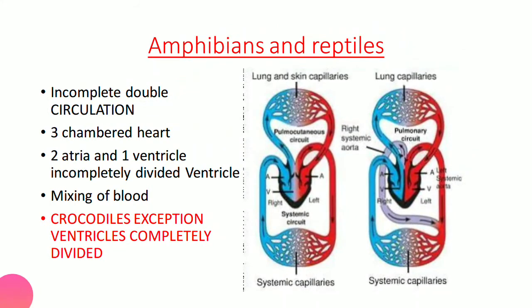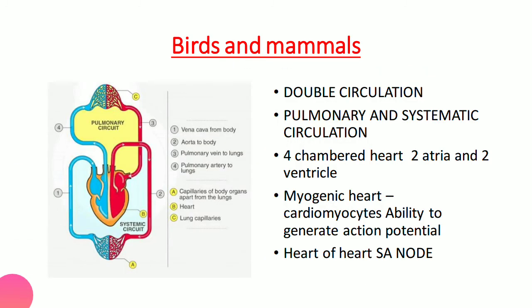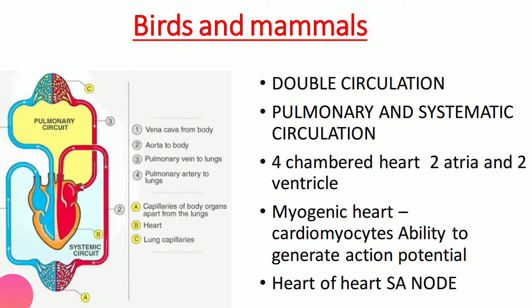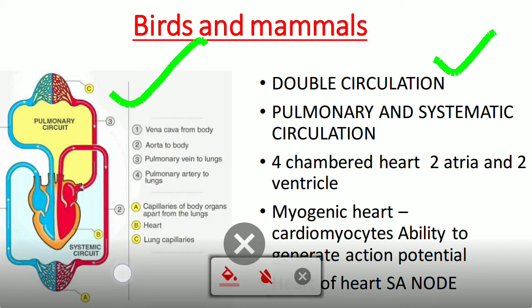It may be asked in examination in which animals the mixing of blood occurs. So you can easily say the amphibians and reptiles have a three chambered heart, and mixing of the blood occurs. And here what type of circulation is seen? Incomplete double circulation. Understood? Now coming to the next thing, birds and mammals, the most advanced ones. Birds and mammals show double circulation. What double circulation? Pulmonary circulation and systemic circulation.